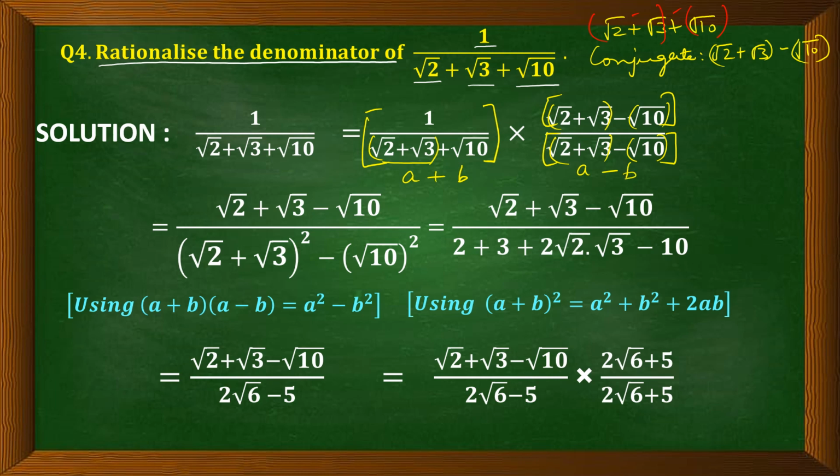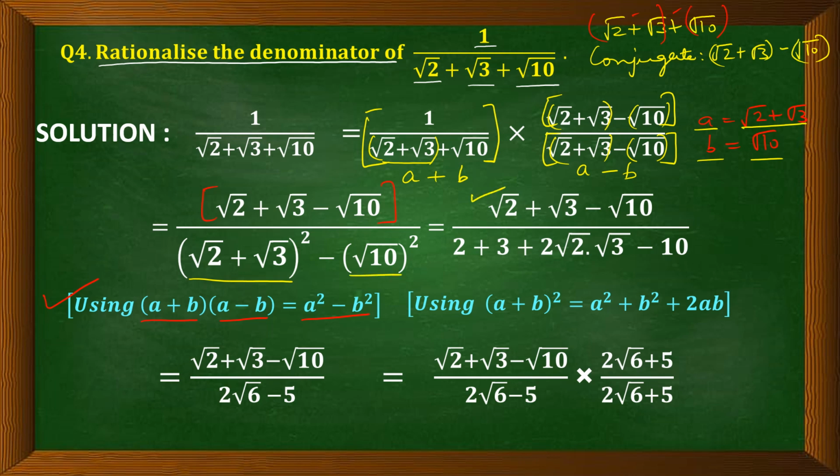So we can say our A over here is root 2 plus root 3 and B is equal to root 10. So we can easily put the identity A plus B into A minus B is equal to A square minus B square, right? In the numerator we shall multiply 1 into the conjugate and we shall get the conjugate as it is, and in the denominator now we shall use the identity. Now A square, so square of root 2 plus root 3, as A is root 2 plus root 3. Now B square is square of root 10.